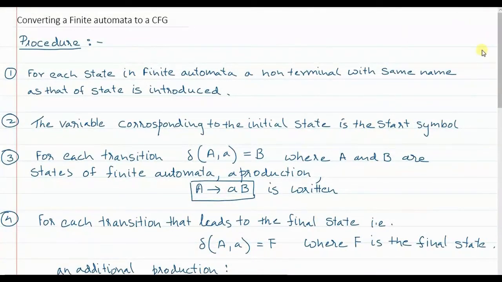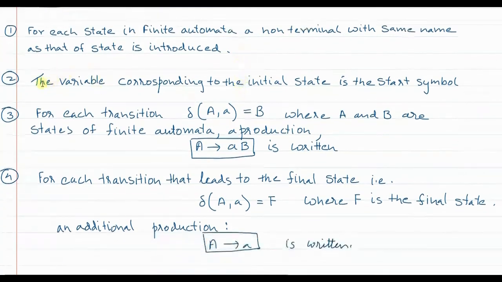Now we are going to see how to convert a given finite automata to a context-free grammar. This is in fact a very simple thing. Now first step: for each state in the finite automata, a non-terminal with the same name as that of the state is introduced. For example, in your finite automata, suppose there are only 3 states, A, B, C. So how many non-terminals will be there in the grammar? 3. And you keep the same names, A, B, C.